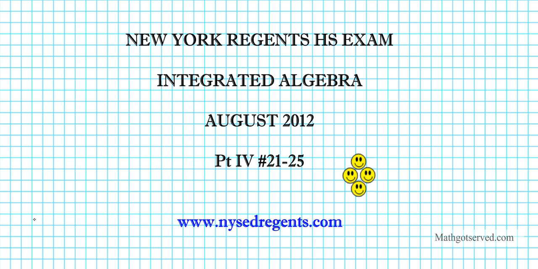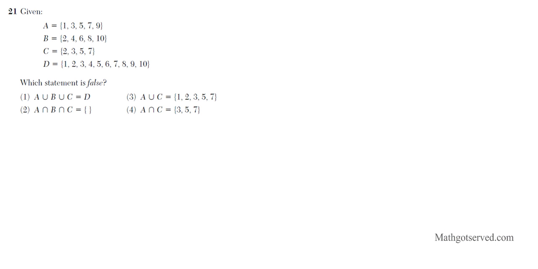All right, let's take a look at question number 21. It says, given that set A is 1, 3, 5, 7, 9, set B is 2, 4, 6, 8, 10, set C is 2, 3, 5, 7, and set D is 1, 2, 3, 4, 5, 6, 7, 8, 9, 10, which of the following statements is false? This is basically assessing our understanding of the intersection and union of elements of a set, okay?